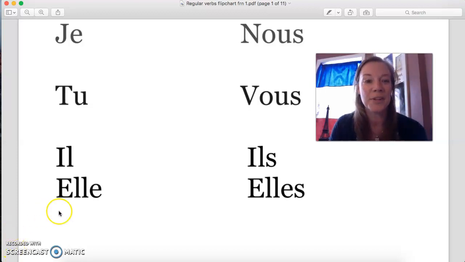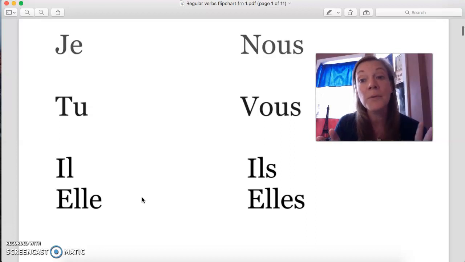If you want to look up in your textbook the regular ER verbs that we learned a while back, feel free, but I am going to cover everything in this flip chart, so you really don't even need your textbook for this week's lesson because everything will be here and on Google Classroom.